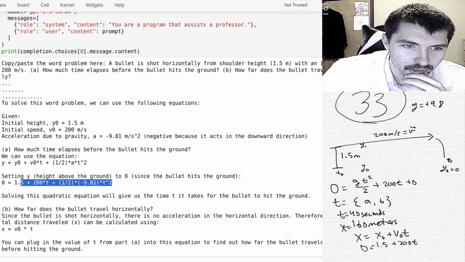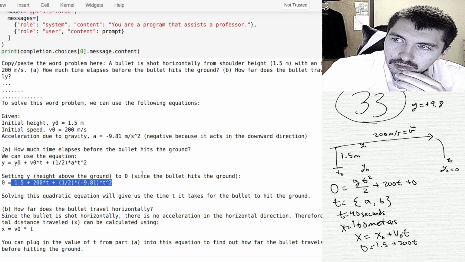Okay, so this gave me 40 seconds. I'm thinking like real life, like firing a bullet. 40 seconds? That's super long. That is really a long time.